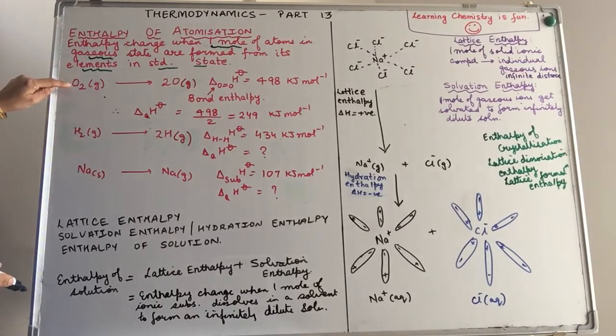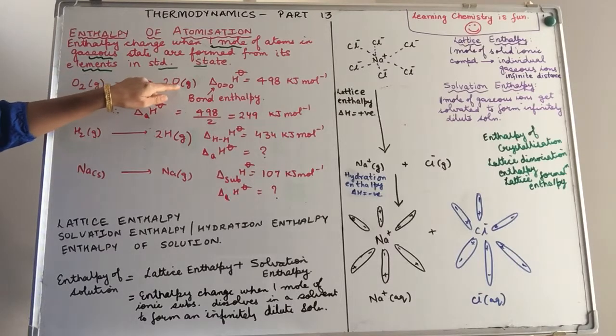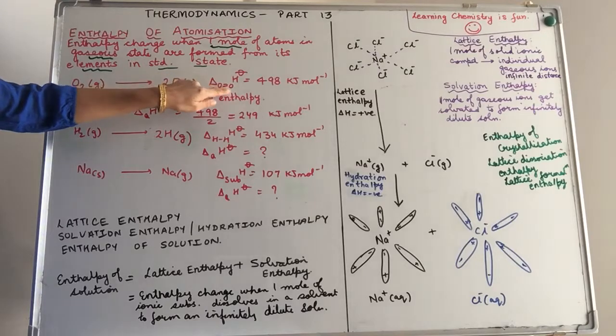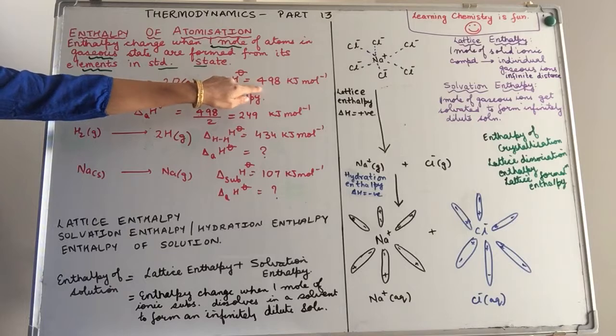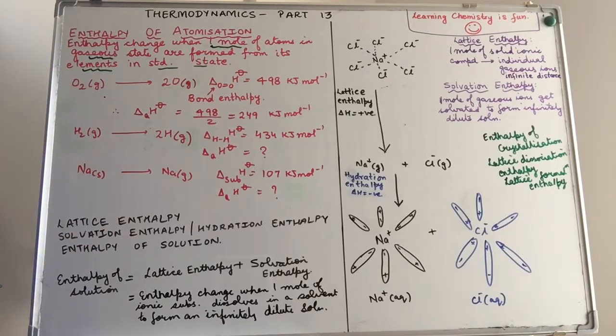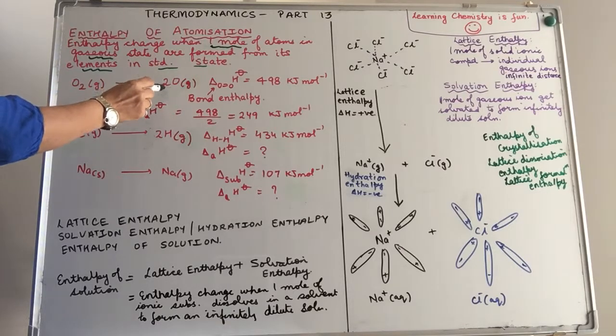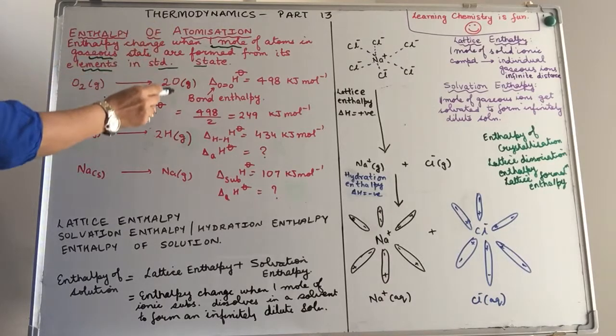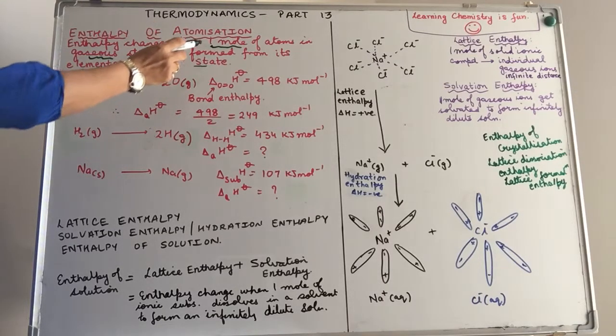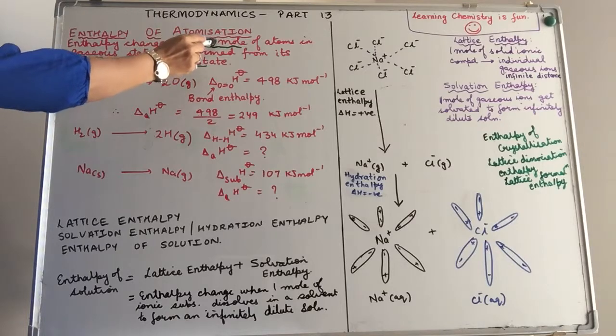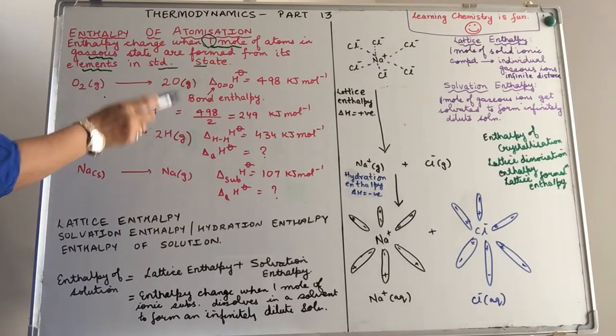For example, oxygen, the standard state is gaseous form. This breaks down to give you 2 oxygen atoms in gaseous form. We know that the standard bond enthalpy for oxygen is 498 kilojoule per mole. Now this is the enthalpy change when 2 moles of oxygen atoms are formed. If we want to derive the enthalpy of atomization, that means the enthalpy change for the formation of 1 mole of atoms.